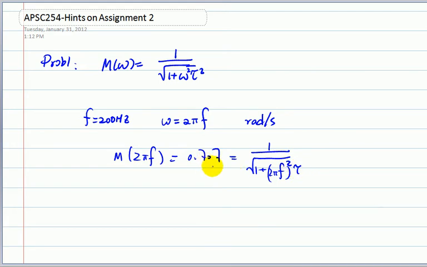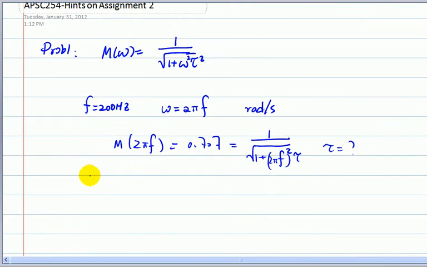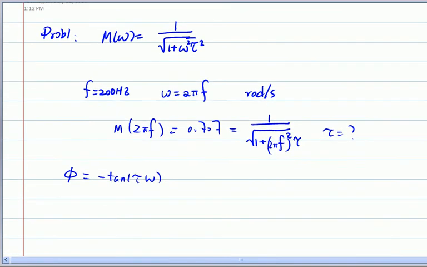Tau. Okay, so you know f, you solve for tau. Solve for tau. Okay, so that's the first part. And the phase lag is phi equal to -tan⁻¹(tau omega). Once you solve tau omega, you can solve the phi. So that's very technical how to solve that.